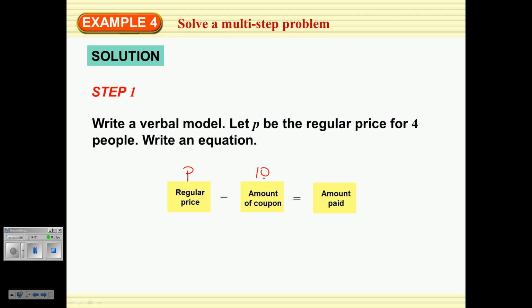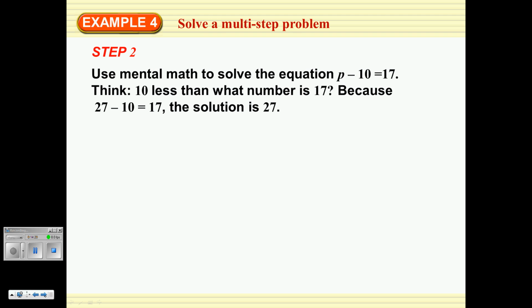We know it's 10. And we know the total amount paid after that coupon was 17. So there's the kind of stuff that once you write those words out, you can go back and search into your problem for the numbers you need to substitute in. So there we go. So there's our first equation that we need to find the regular price.